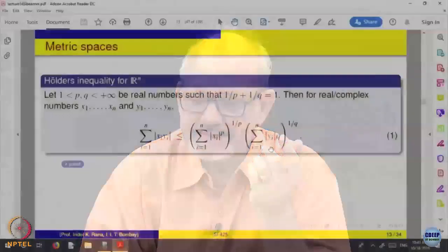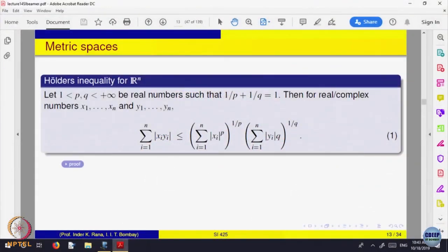And the proof is very simple. If you look at the idea, the same idea, if all x i's and all y i's are 0, then it is trivial. Here there is a typo: this q should be the power. I will correct it.